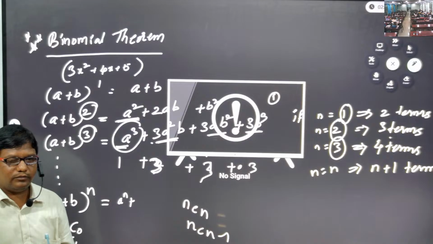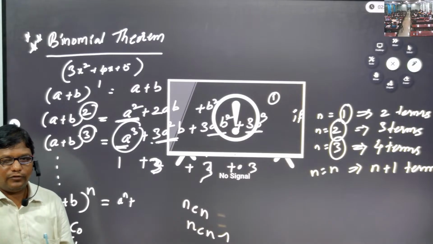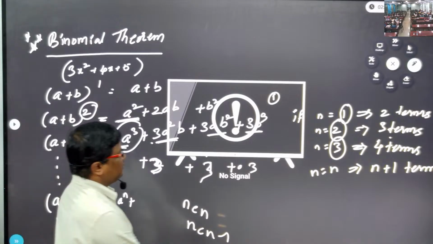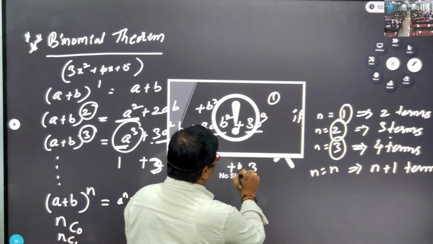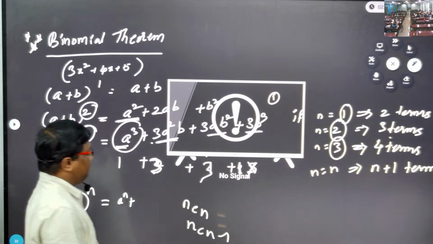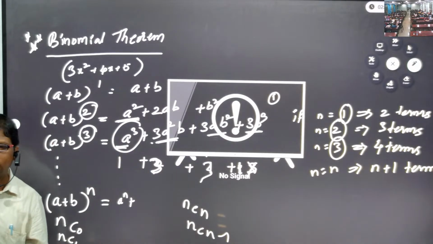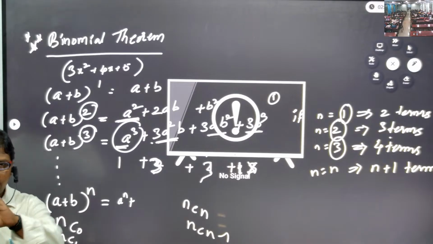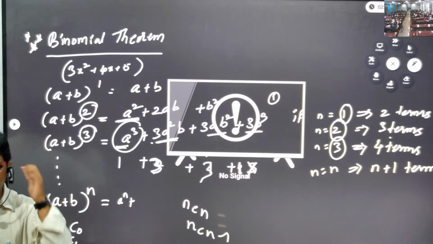3C3 value, what are you getting? 1 you will be getting or 3 you will be getting? 1. Okay, fine. Now check with what I am asking.